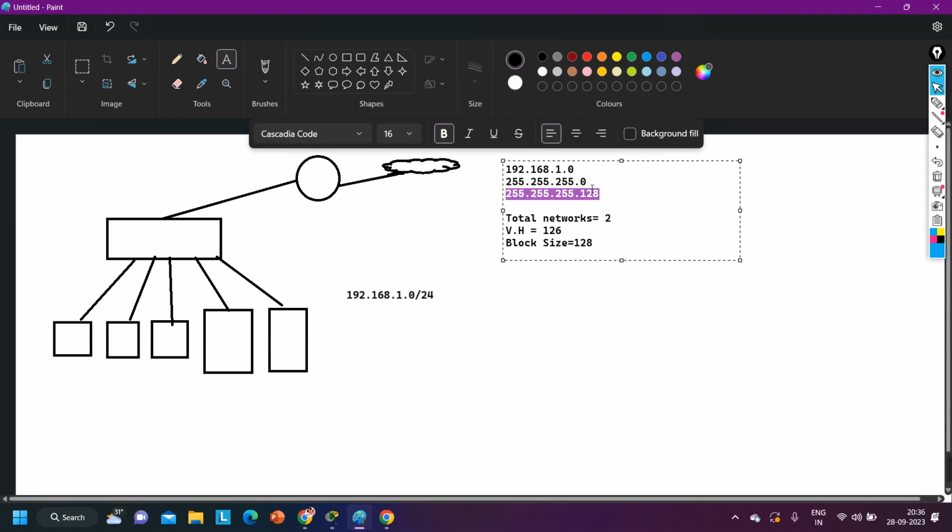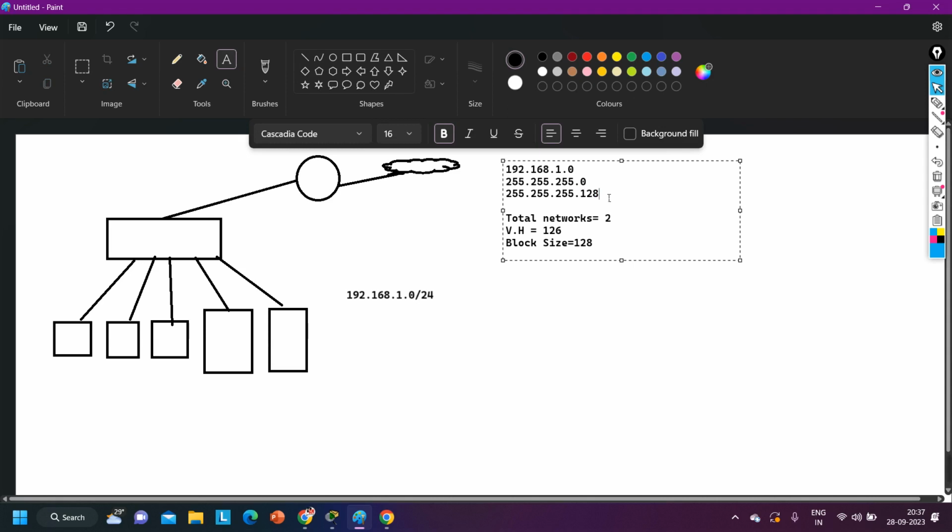Because the default subnet mask for class C is 24, meaning the CIDR value, or number of network bits, is 24, and you are using CIDR value 25, network bits 25. That means you have used one more network bit from the host portion. The formula to calculate the number of networks is 2 to the power n, where n is the number of network bits which you have borrowed. So here you have borrowed 1 bit, 2 to the power 1 is the formula, so you will get this value.